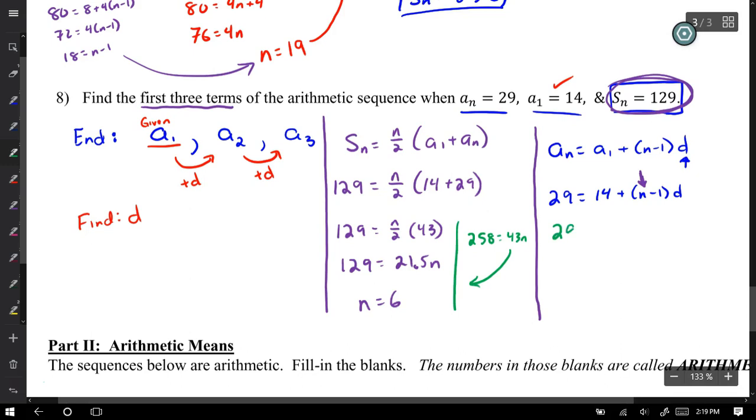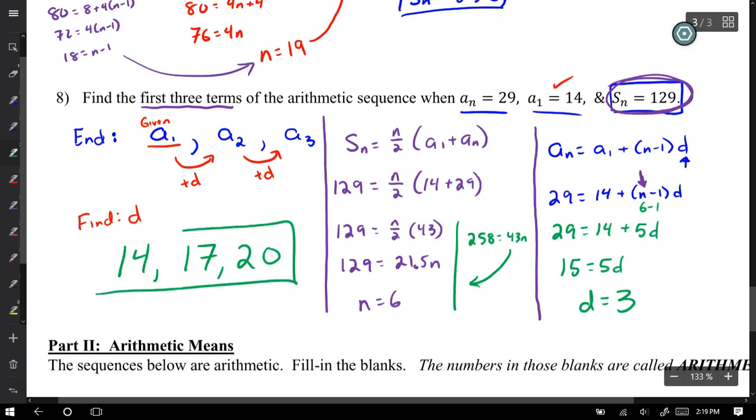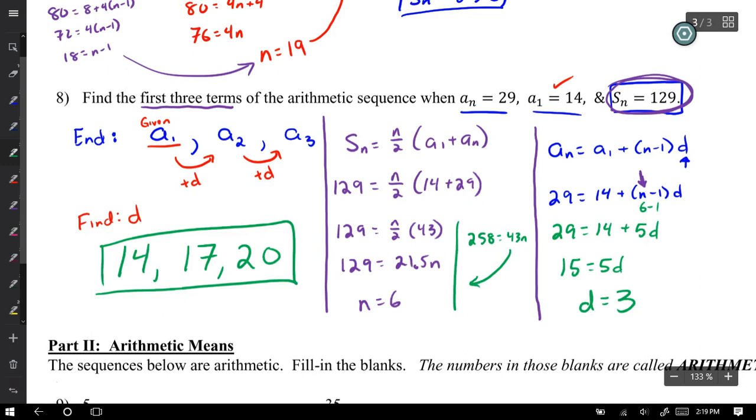So 29 equals 14 plus, I'm going to do 6 minus 1, so that's 5d. So 15 equals 5d. My difference is 3. Finally got there. So a1 is 14, a2 is 17, and a3 is 20. It's exactly what I wanted to find. This just took a little more thinking to get there. So I'm going to tell you that's probably the hardest one.